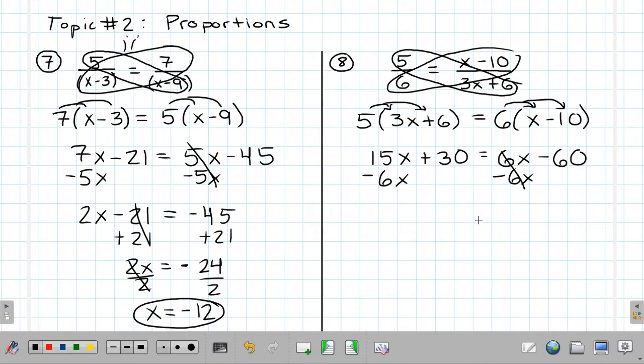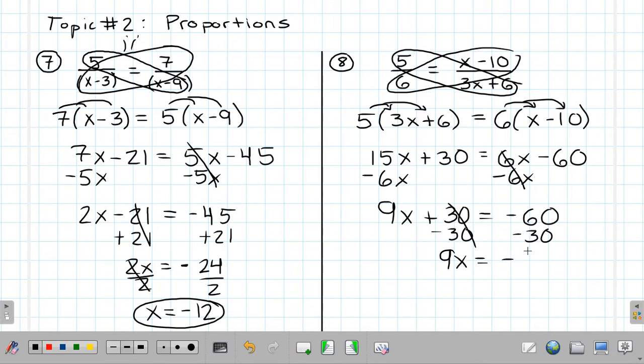Once again, the whole point is we want those to go away. So we have just negative 60 over here. 15x minus 6x is 9x plus 30. Subtract 30, subtract 30. 9x is equal to negative 90. Divide by 9, divide by 9. x is equal to negative 10.